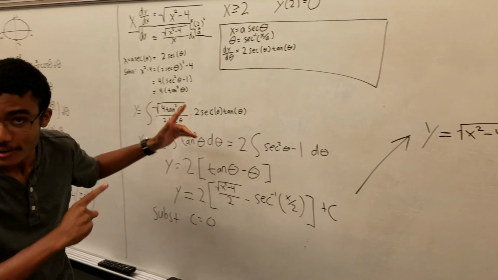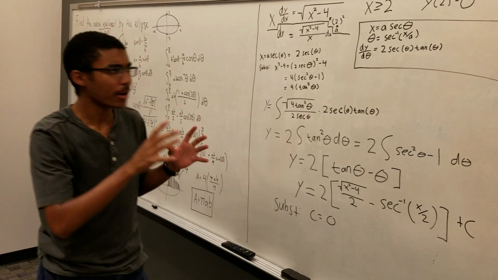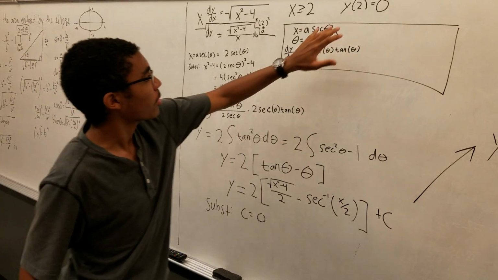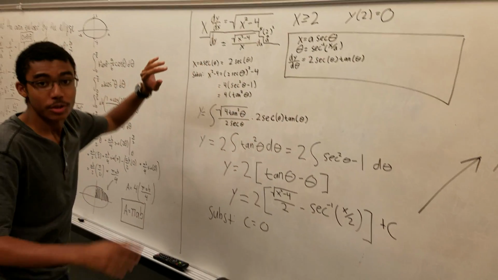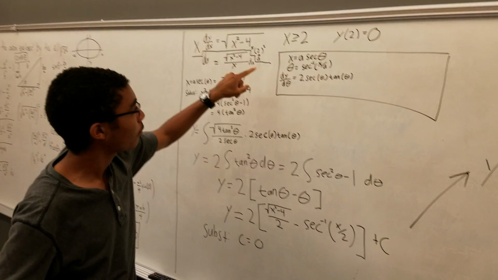Today we got another calculus problem on the board here. And today we're going to be doing our problem. It's another initial value problem, where we start with this given function. So if x dy/dx is equal to the square root of x squared minus 4.